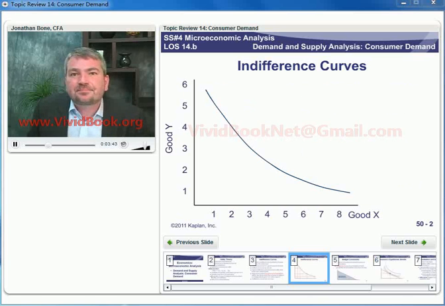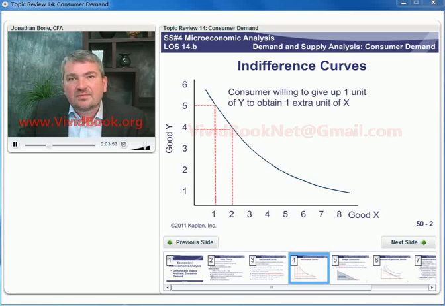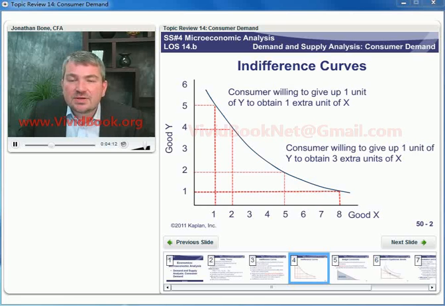So here are our indifference curves. We've got 2 goods, good Y and good X, and you can see up there that the consumer would be willing to give up 1 unit of Y, so to move from 5 units of Y to 4 units of Y, in order to obtain 1 extra unit of X. Move from 1 unit of X to 2 units of X. But we can see at other points on the indifference curves that's not true. So you can see that the MRS, the marginal rate of substitution, changes along the indifference curve.